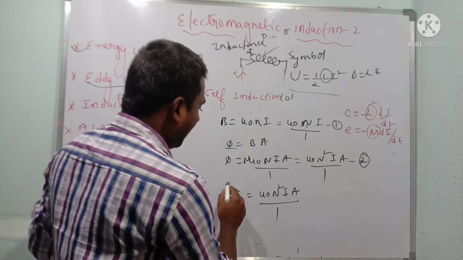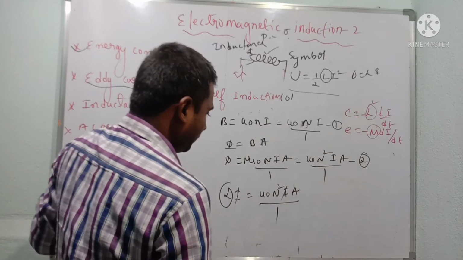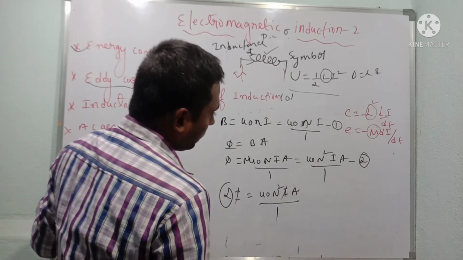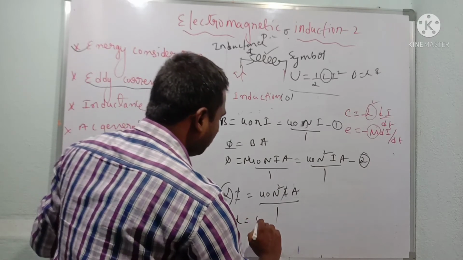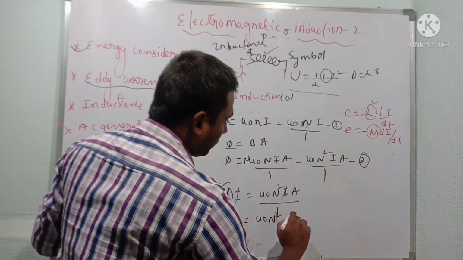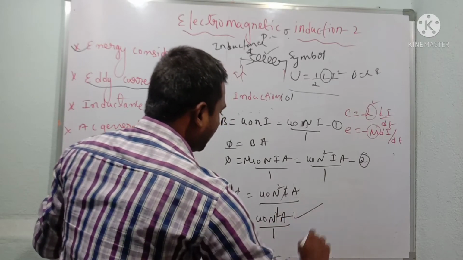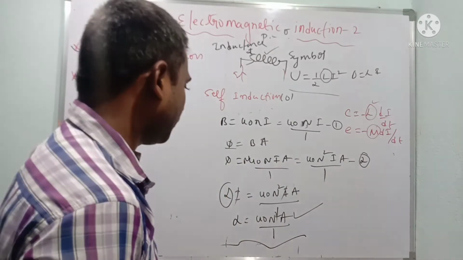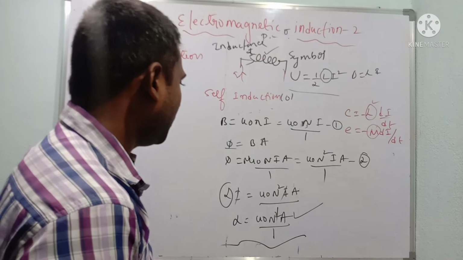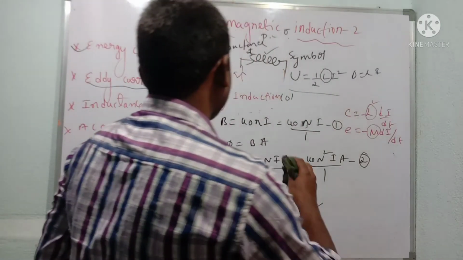Now I want to find the self-induction in the solenoid. So this I cancels, and it is going to become L is equal to mu naught n square A divided by l. This is the expression for self-induction of the solenoid. Now after understanding this, let us go for the next concept.